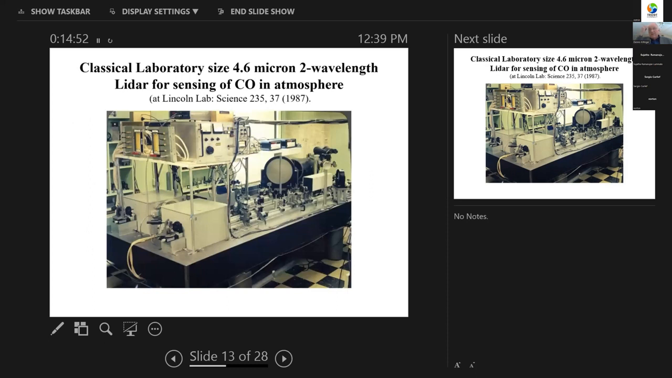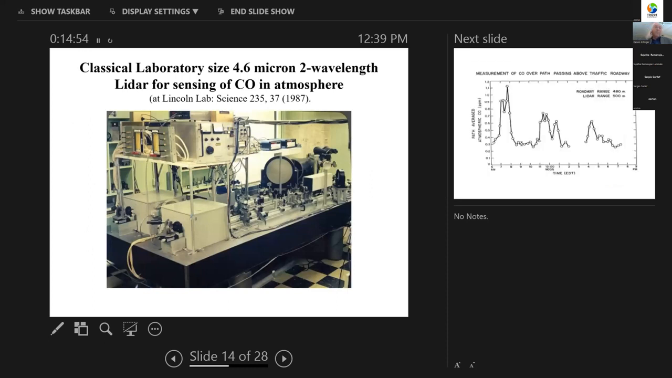This is a photograph of our large laboratory size LiDAR system that we had. And you've got to remember, this is 40 some years ago, but look how large it is. But that was just the state of affairs. And also on top of this lab was a large telescope. This one here shows it going out the window.